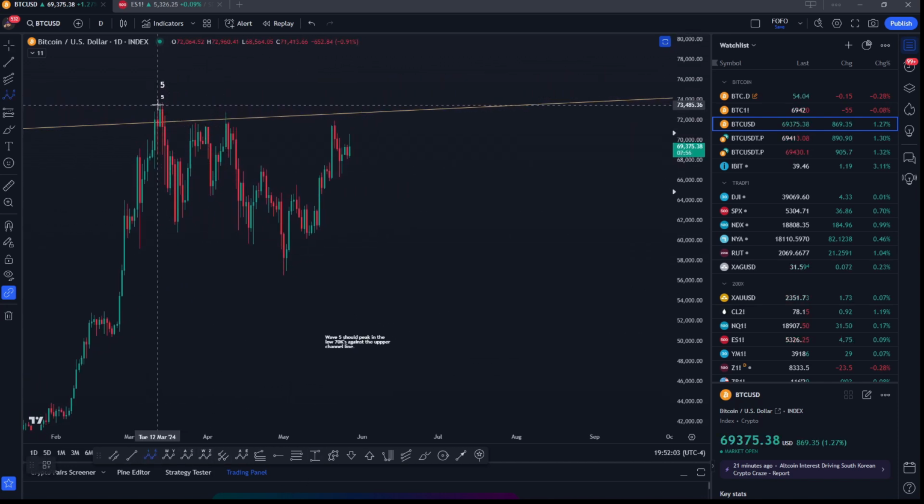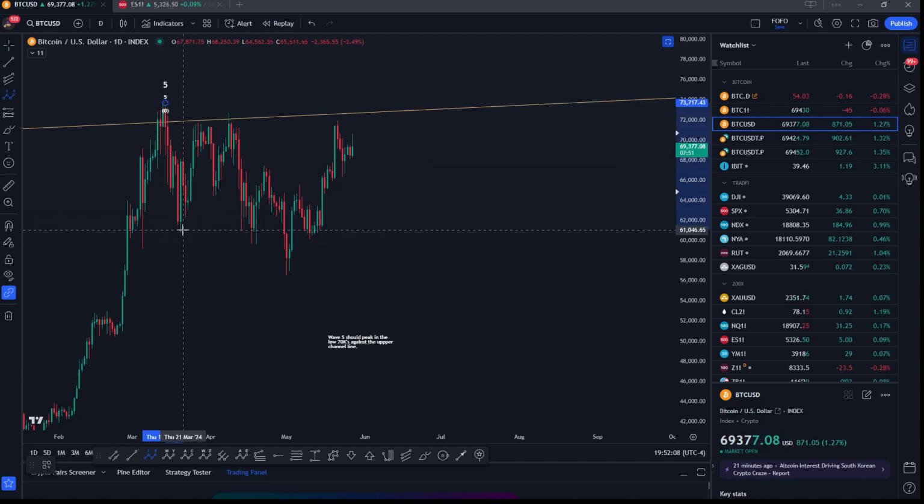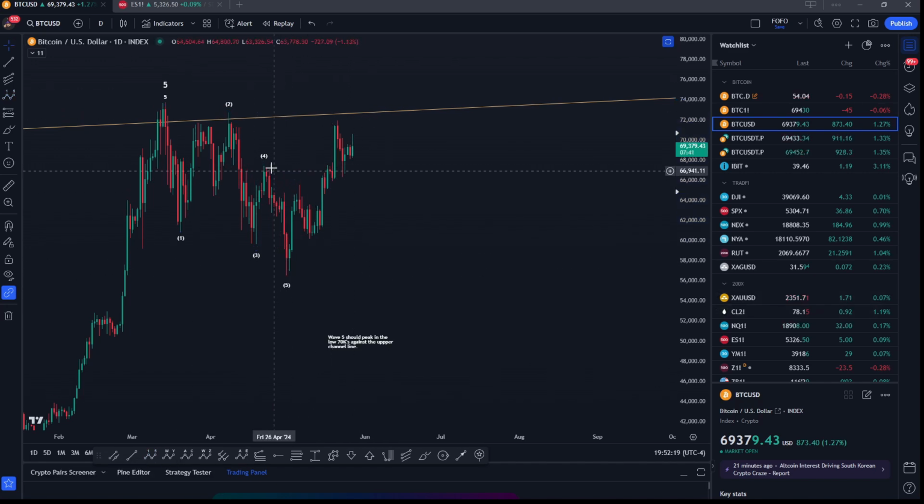From the high, we have a legal and clean 5 waves down. 1, 2, 3, 4, 5. That is a legal and clean contracting diagonal.